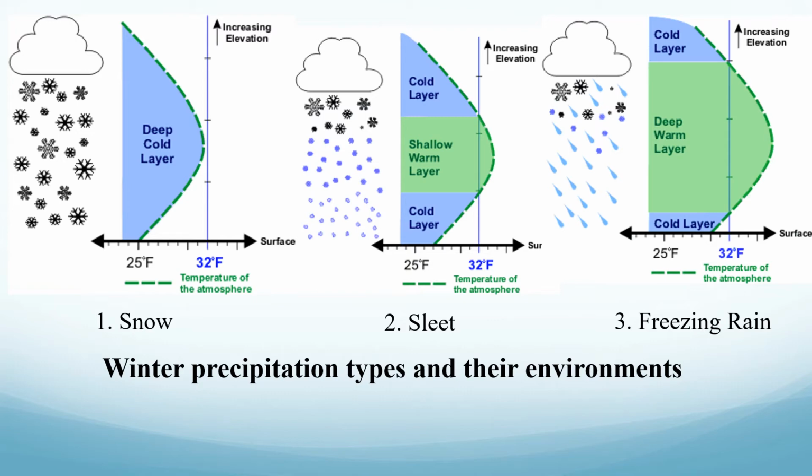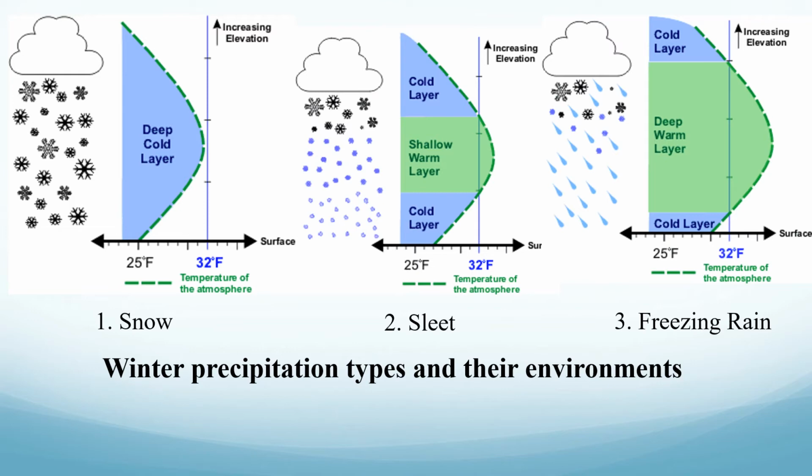So in the image here, we can see the snow. The first slide, on the left, shows the green dashed line of temperature with respect to elevation. The surface temperature is 25°F or -4°C, and increases with height before decreasing. However, since the temperature remains below freezing, any precipitation that falls we will call snow.